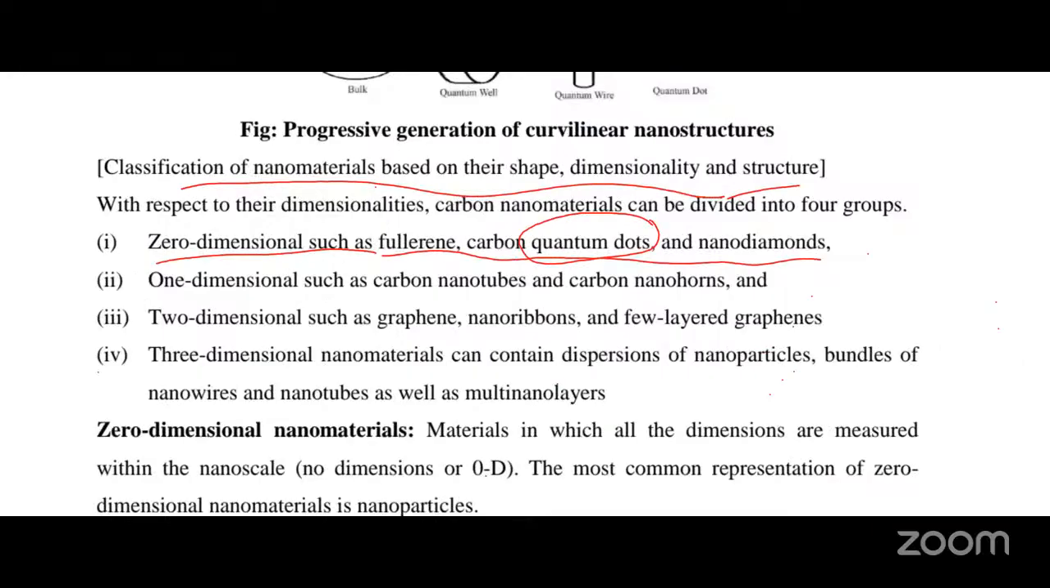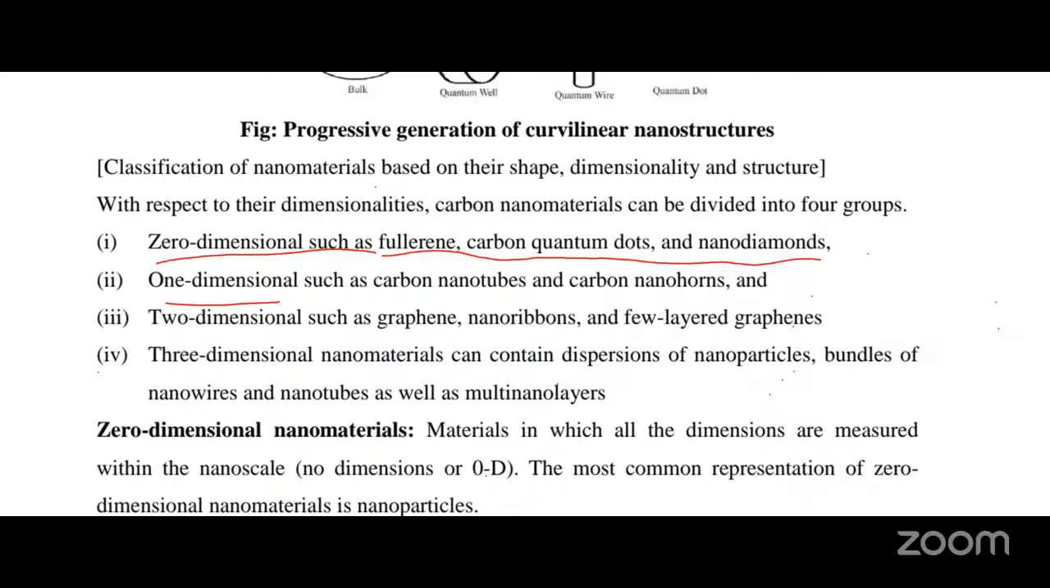Now we are at zero dimensionality. Zero dimensionality means fullerenes, quantum dots, all. All the three dimensions are present in nano range. Then one dimensional means only one dimension will be present in the nano range, and the other two will be other than the nano range. Examples are carbon nanotubes and carbon nanohorns.